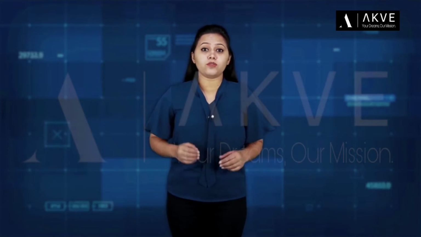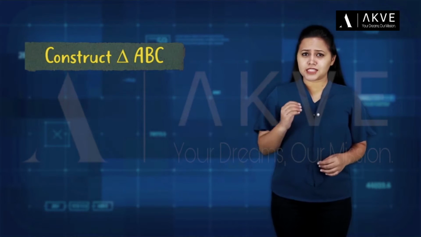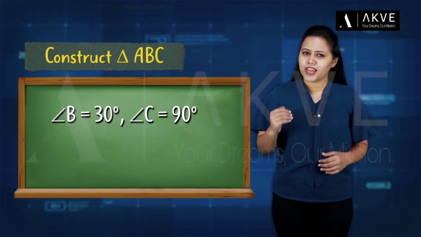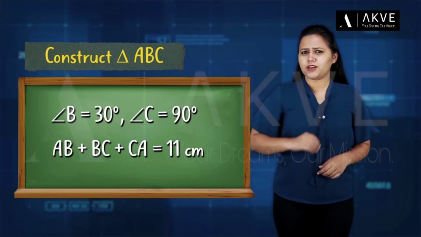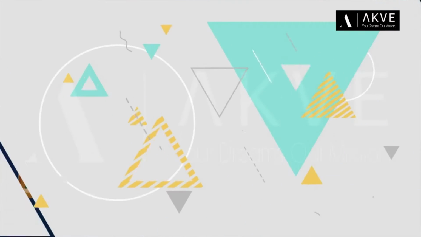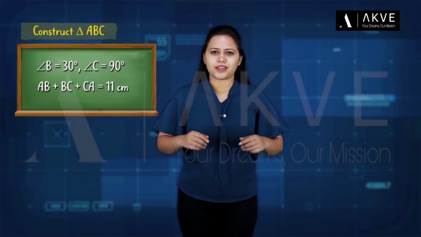Now let's check how much you have understood. You have to construct a triangle ABC in which angle B is 30 degrees, angle C is 90 degrees and AB plus BC plus CA is 11 centimeters. Take your time and be right back. I hope you got the triangle. If not, let's construct it together.